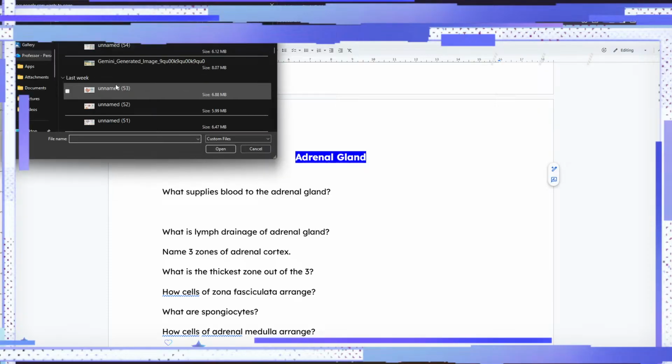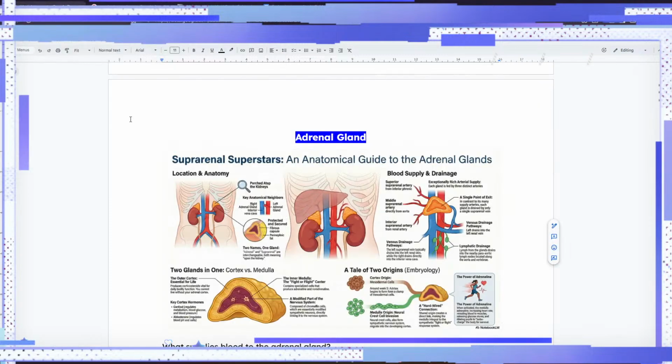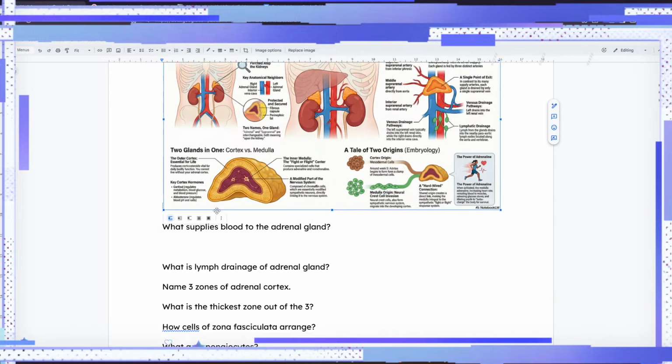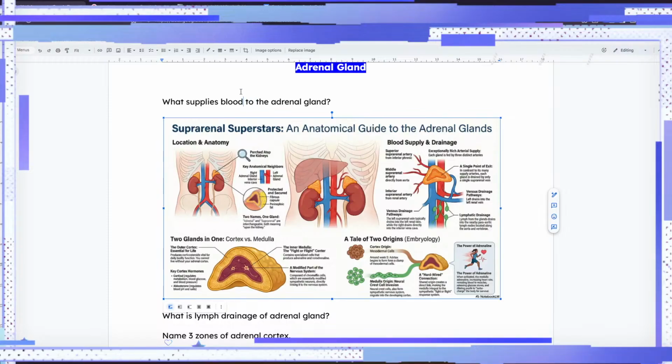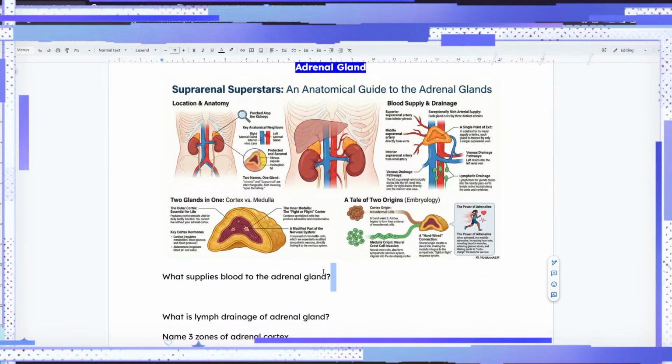Is it this one? I don't know. I hope it's this. Yeah, there we go. Awesome. So this is the first image. Perfect. What supplies blood to the adrenal gland?